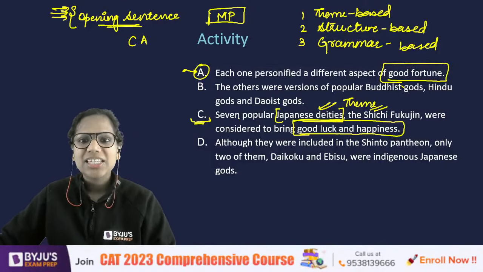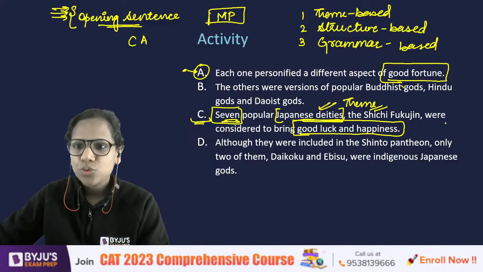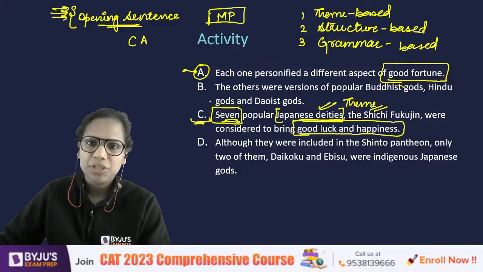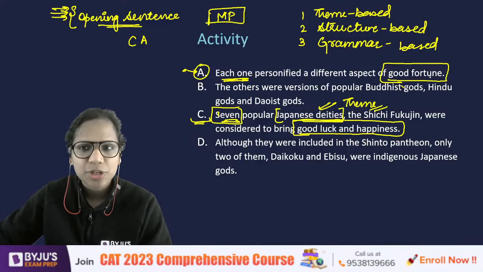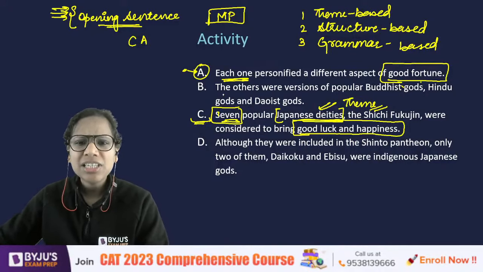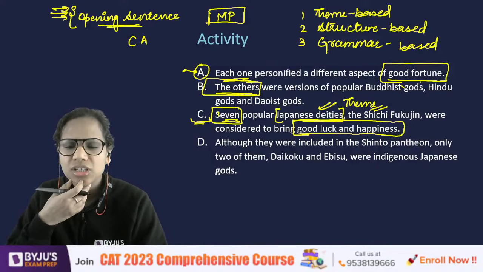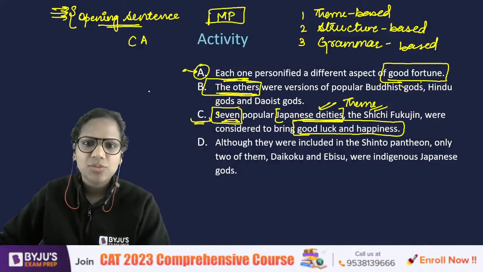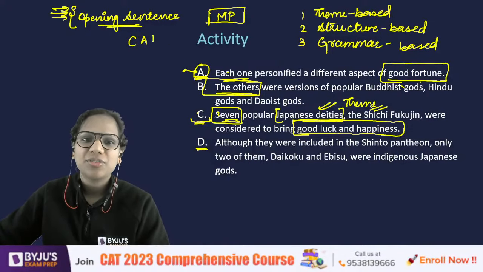CA is a pair. Seven popular Japanese deities, the Shichi Fukujin, were considered to bring good luck and happiness. Each one of these seven personified a different aspect of good fortune. So CA, thematically related. Then we say the others. When we say the others were versions of popular Buddhist gods, who are these others? Because we are saying seven and then we say each one. That means we are covering all seven here as well. So this, the others, does not fit after A. D should come after A.